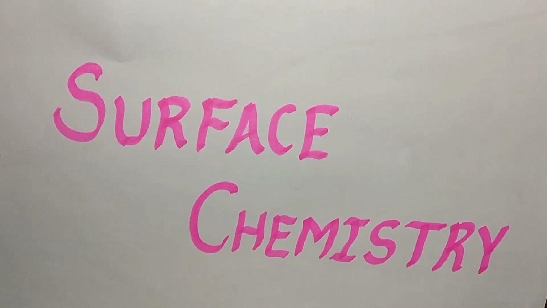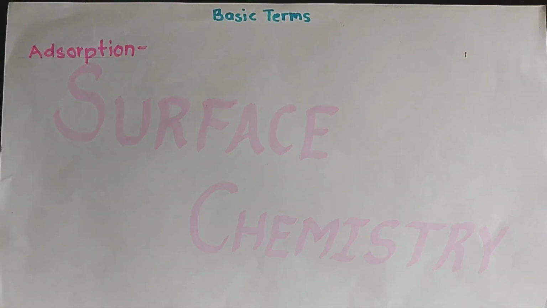We will today start with the new chapter, surface chemistry. In this chapter, we will see only the surface phenomena. Let's start. In this chapter, we'll see some basic terms. The first basic term is adsorption.